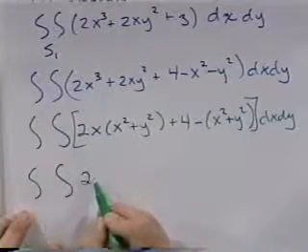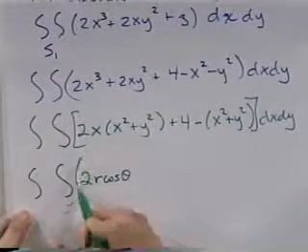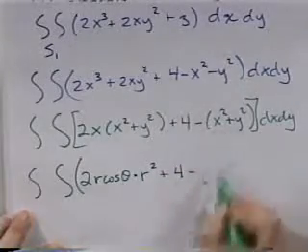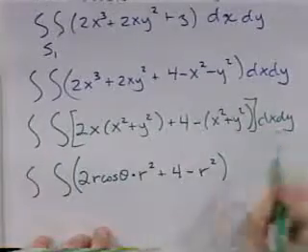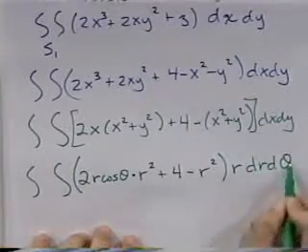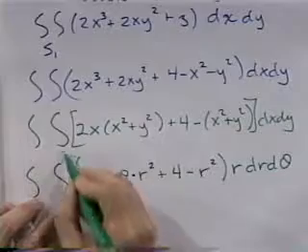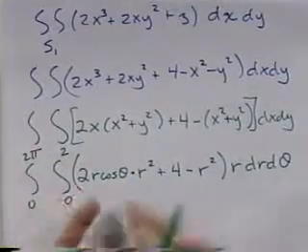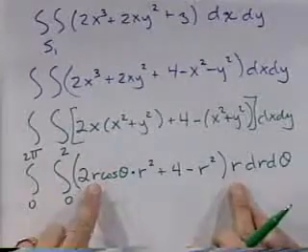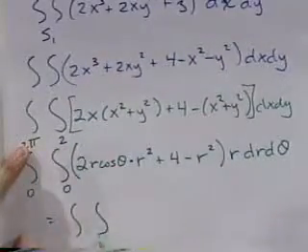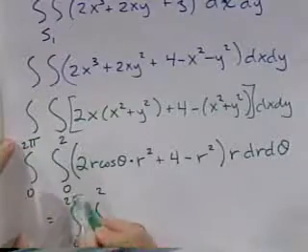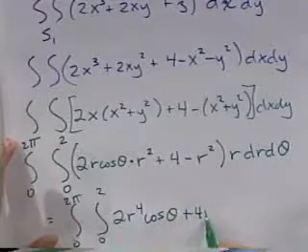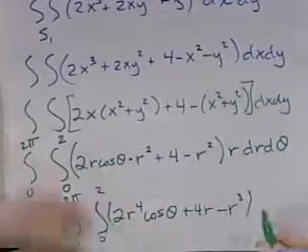So now I'm ready to rumble. Where I see x, I'm going to put r cosine theta. Where I see x squared plus y squared, I put r squared. Where I see dx dy, I put r dr d theta. And you told me r is ranging from 0 to 2, and theta is ranging from 0 to 2 pi. This one, definitely multiply it out, so you're going to have 2r to the 4th cosine theta plus 4r minus r cubed dr d theta.